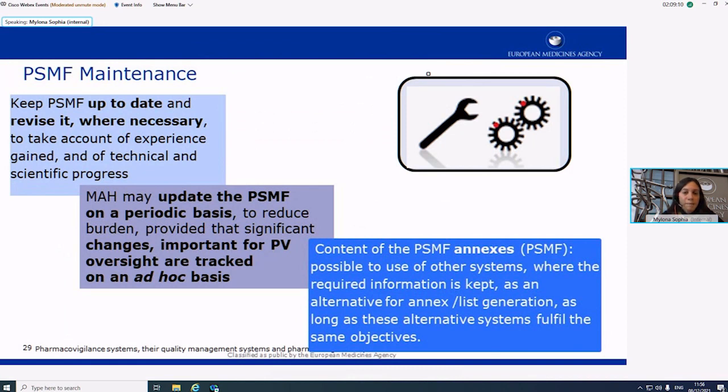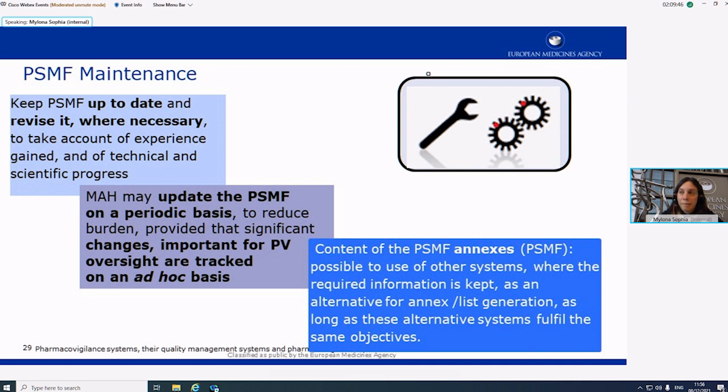And then some other messages for the maintenance. Of course, it has to be up to date and you should revise it when necessary. I think this is obvious. You could decide to update the PSMF on a periodic basis because otherwise it may be a big burden for you. However, you have to remember that when you have important changes in the system, then you will have to make these changes on an ad hoc basis if, for example, you decide to do other updates periodically.